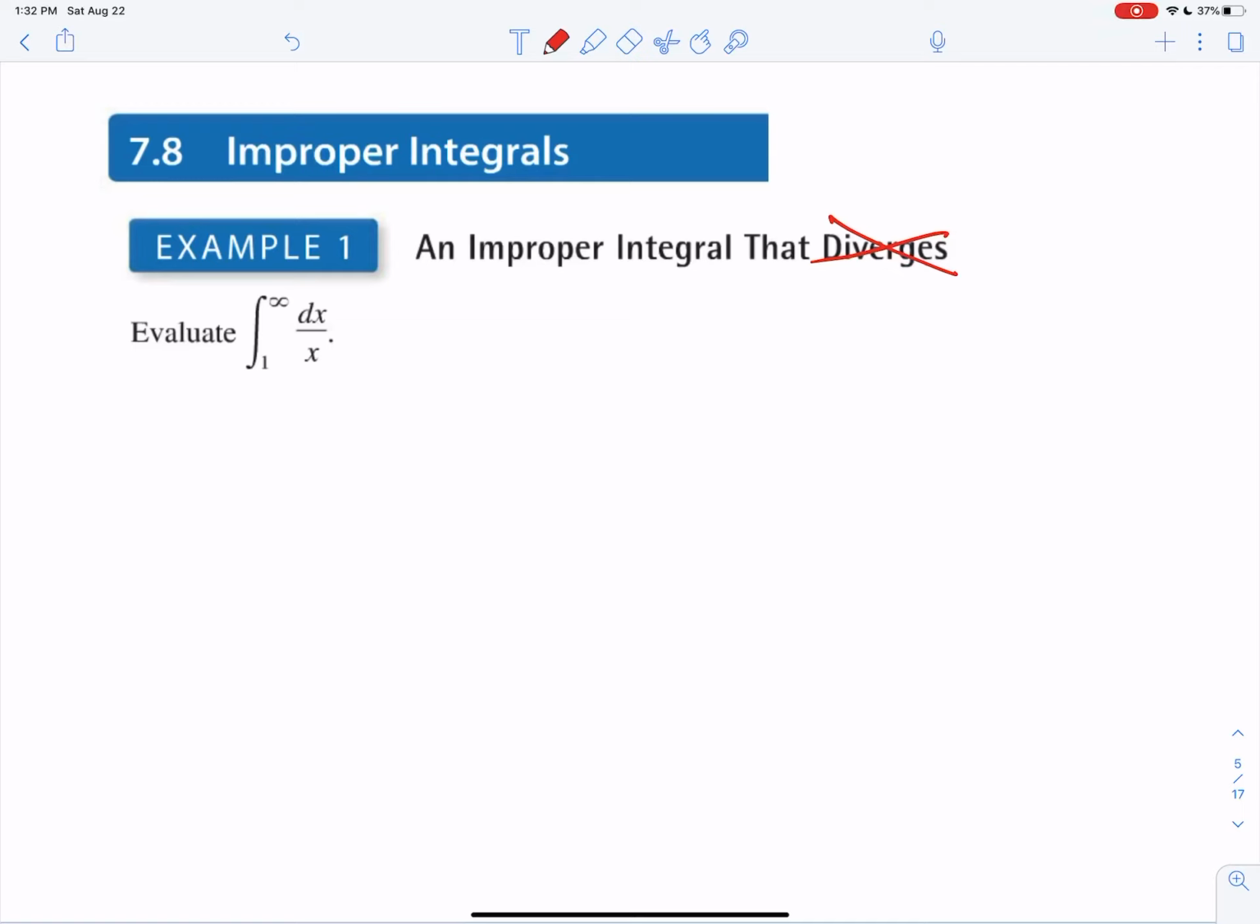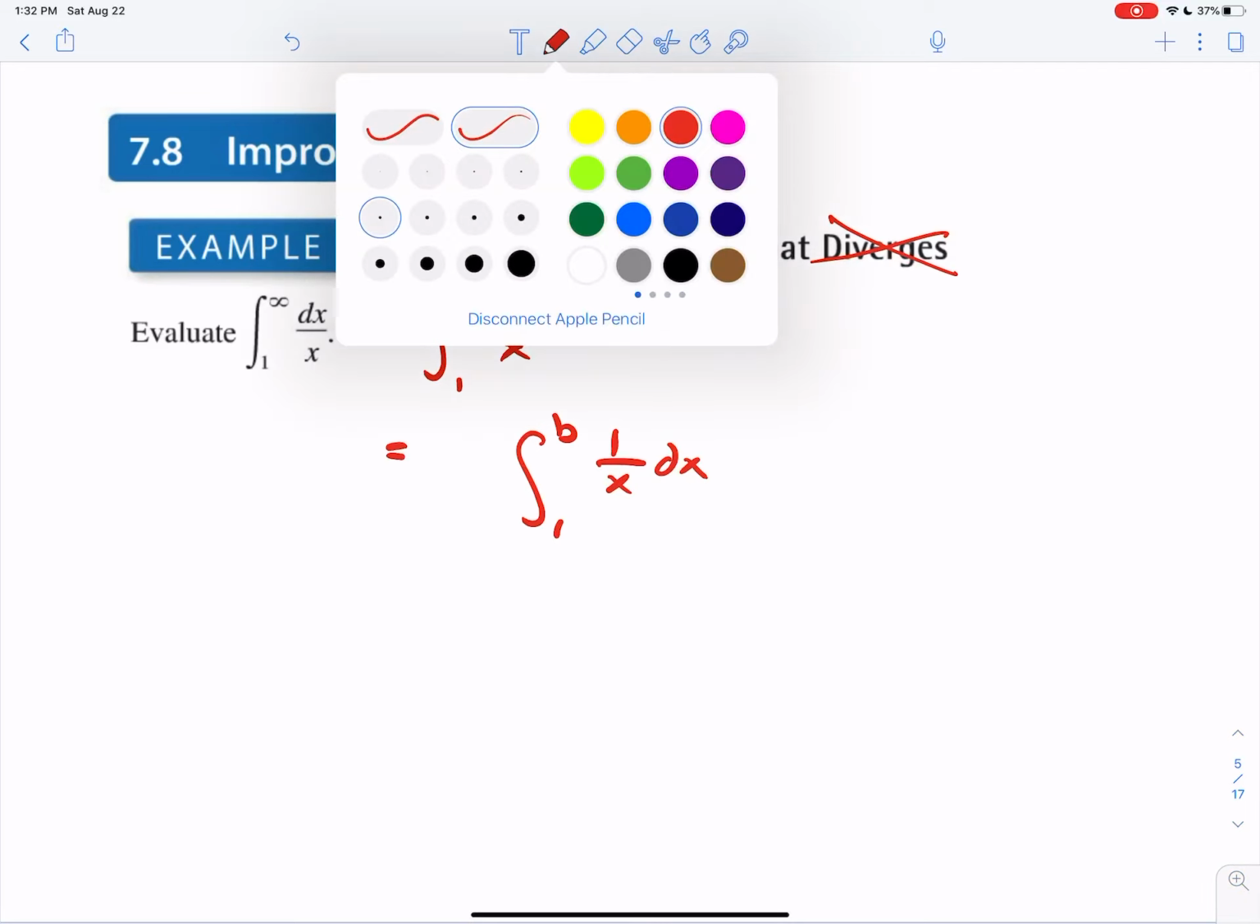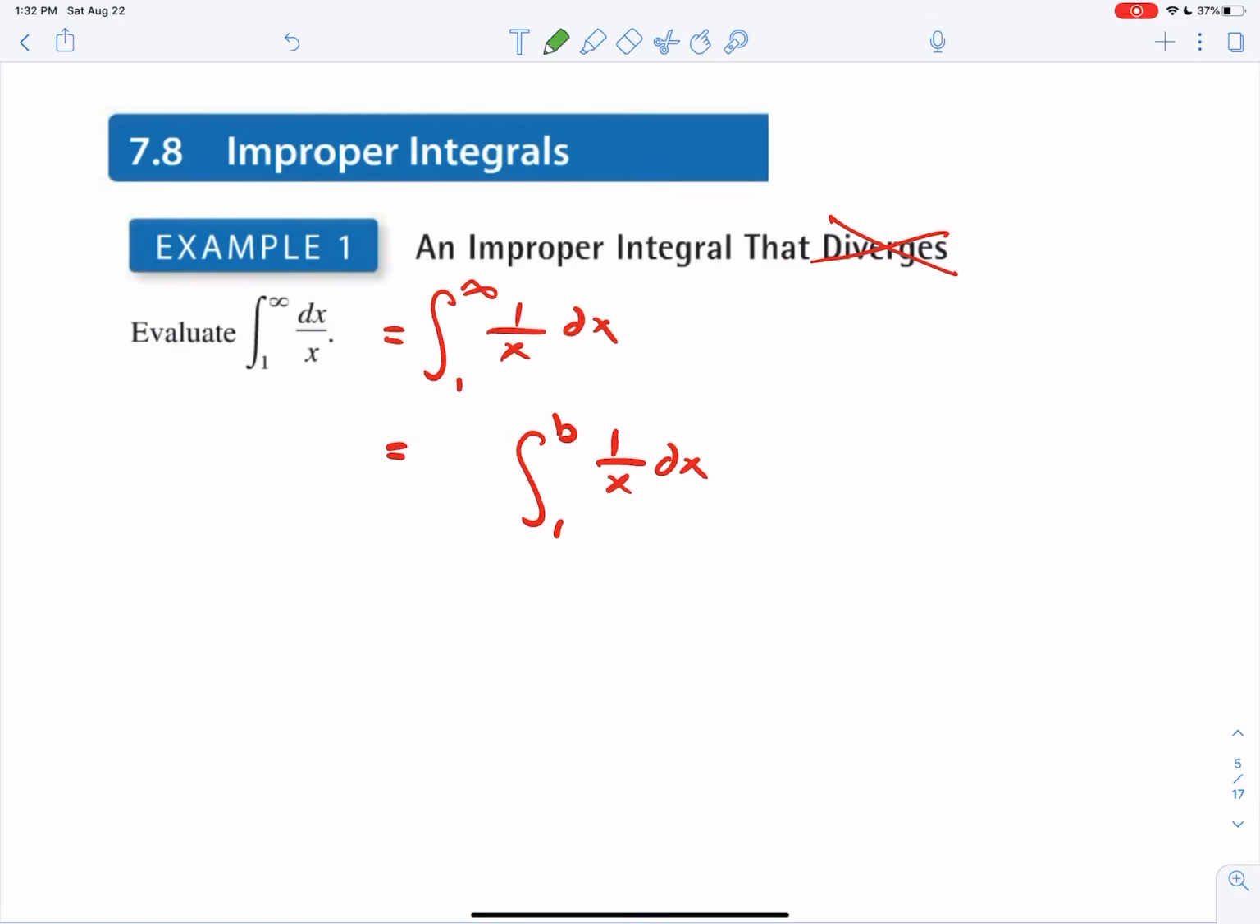So first thing I want to do, some people tend to flip out when it's written like this. So whenever it's dx over x, I like to just scoot that dx outside. So 1 over x dx. Notice how it's written improperly. So we're going to go ahead and go from 1 to b instead. I like to use b as the upper bound and a as the lower bound. But it really doesn't matter which parameter you use. But here, if I replace it with b, I want to take that limit as b goes to infinity. All right?